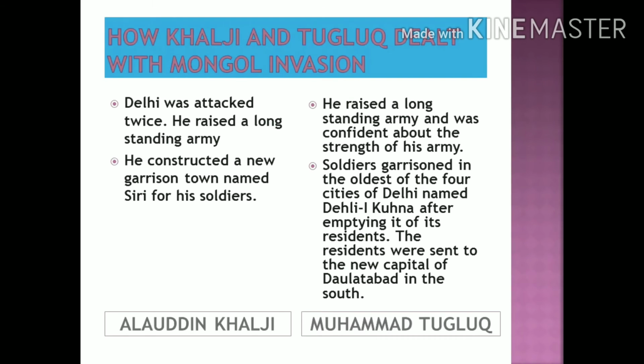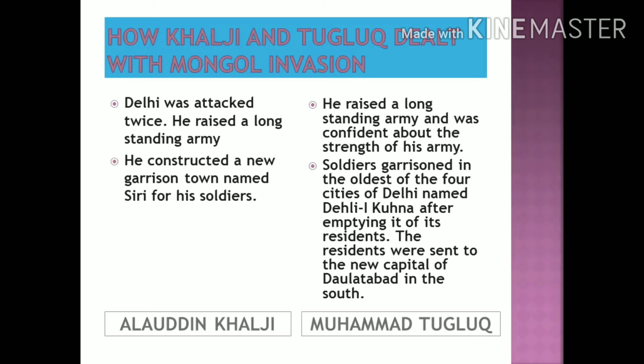Now let's study the differences in the measures taken by Alauddin Khalji and Muhammad Tughlaq to deal with Mongol invasion. First thing is they both raised a large standing army. Now what is standing army? Standing army is that army which is always on duty whether it is wartime or peacetime. It is different from reserved army.